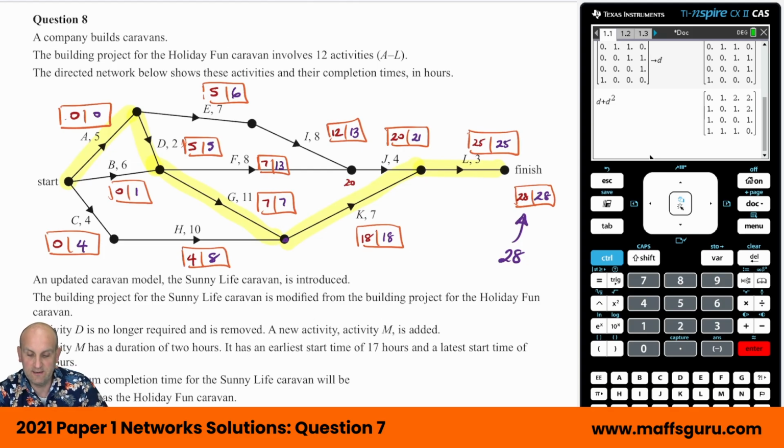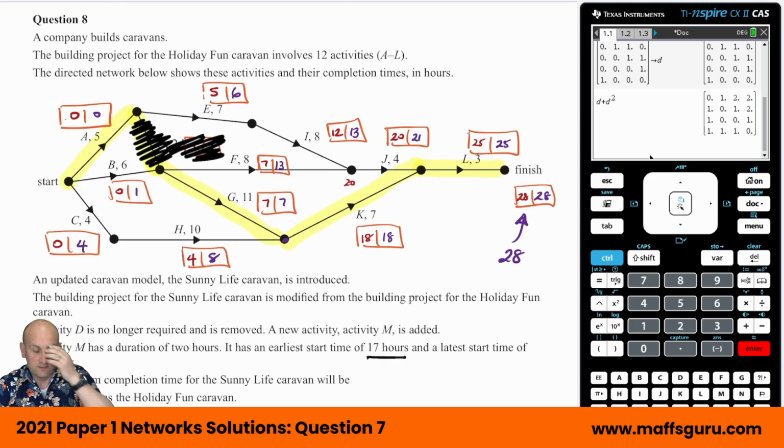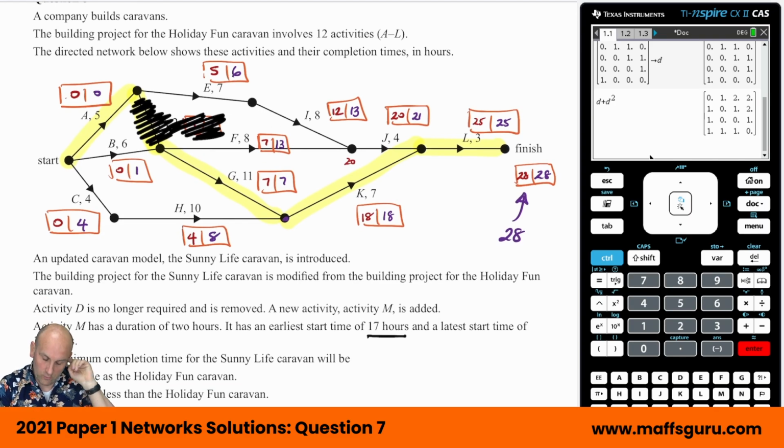Now, what they're saying is, well, we're now going to remove D. So that there just disappears. It's gone. Goodbye, farewell. And what they say now is that another activity M, having a duration of 2 hours with an earlier start time of 17 hours. Now, what that meant was to go back through and redo all of my forwards and backwards scanning. Did it? Well, sort of yes and no.